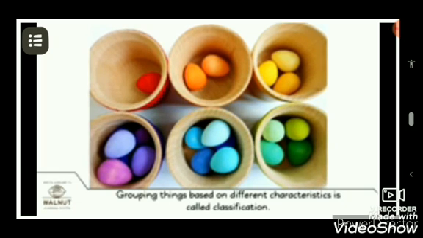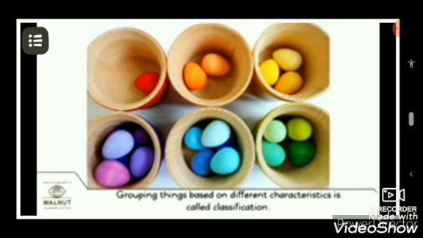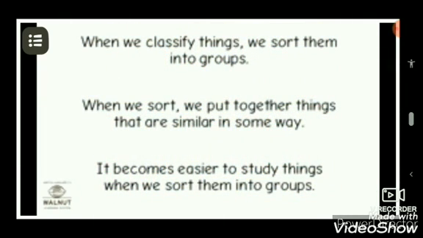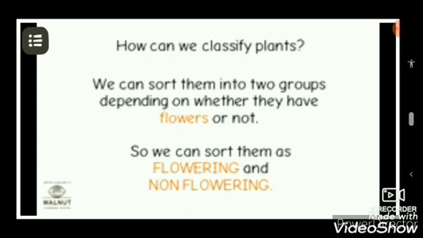Grouping things based on different characteristics is called classification. When we classify things, we sort them into groups. When we sort, we put together things that are similar in the same way. It becomes easier to study things. How can we classify plants?